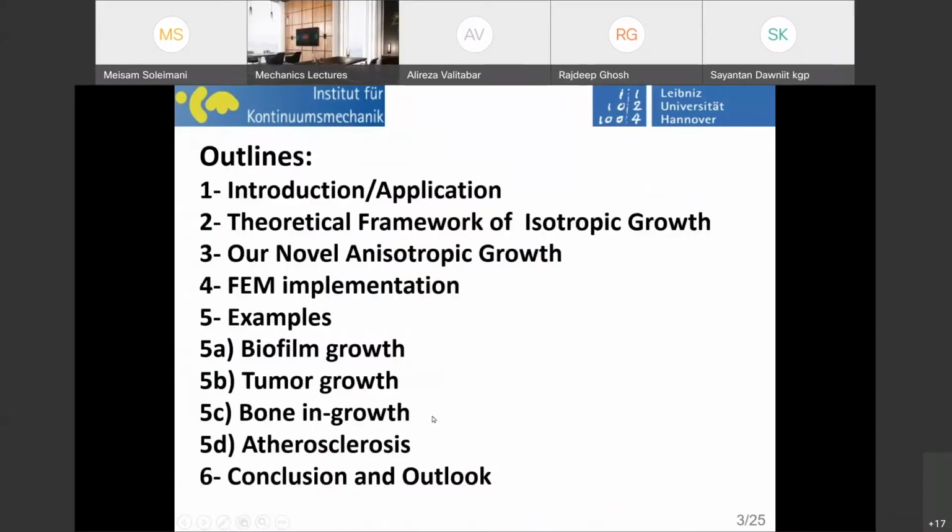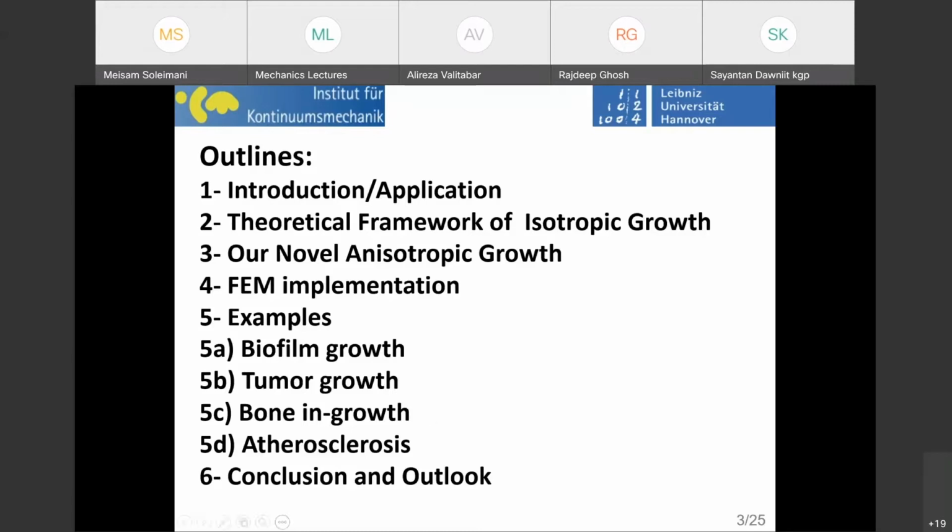So with this, I would like to briefly talk about the outline of my talk. First, I will give a very short introduction about the topic and some applications of what we will be discussing. And then I will go to the theoretical framework with the focus on isotropic growth. Then we will extend this theory to anisotropic growth, and I will explain why this extension is required. That is, why the commonly used assumption of isotropy for growth is not sufficient. This is a very good question that we will try to answer.